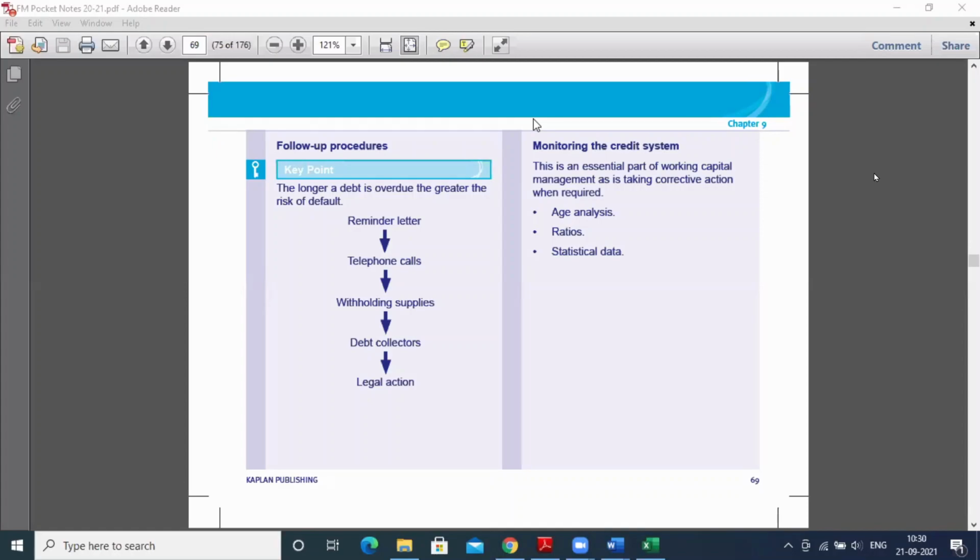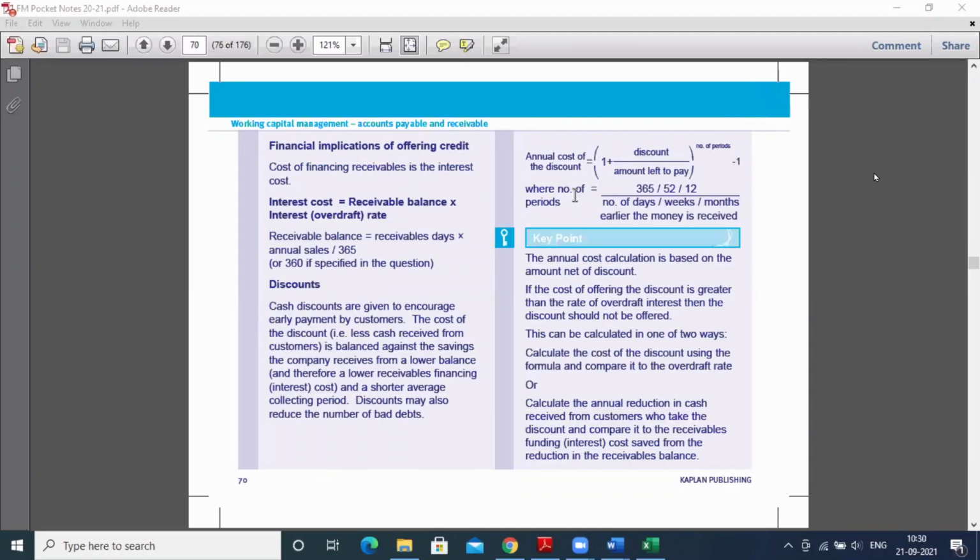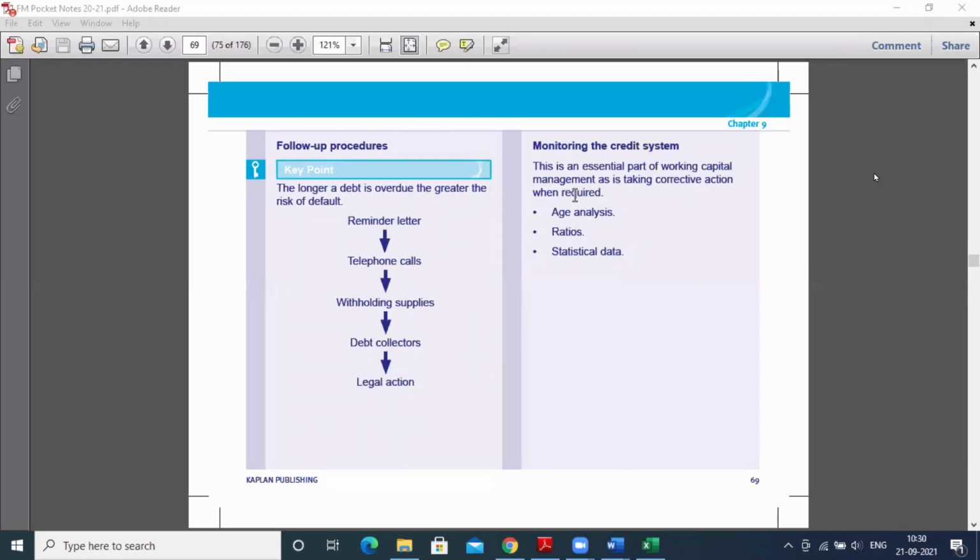So monitoring the credit system. Now this is an essential part of working capital management. Generally, we take corrective action when required. Generally we can monitor using age analysis, ratios, and statistical data. Age analysis means first we need to identify the aged receivables.